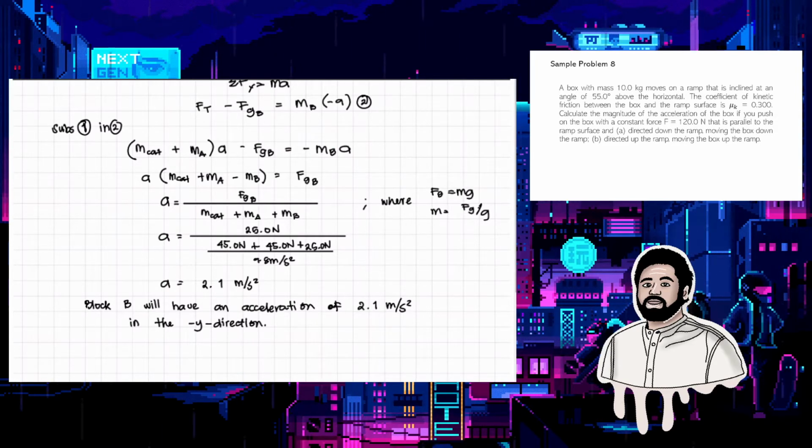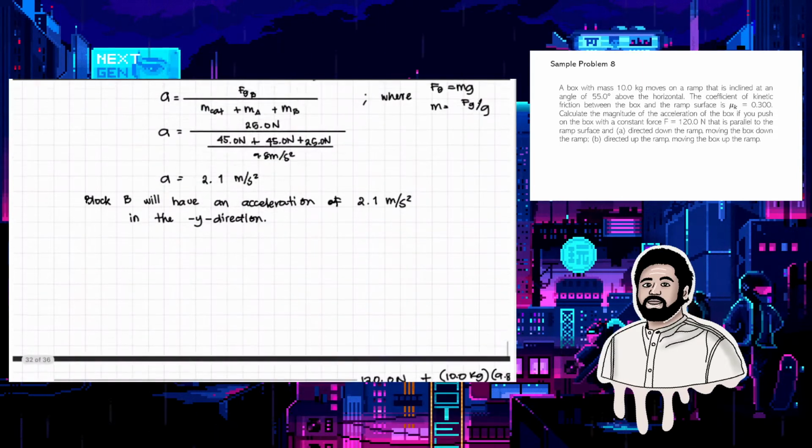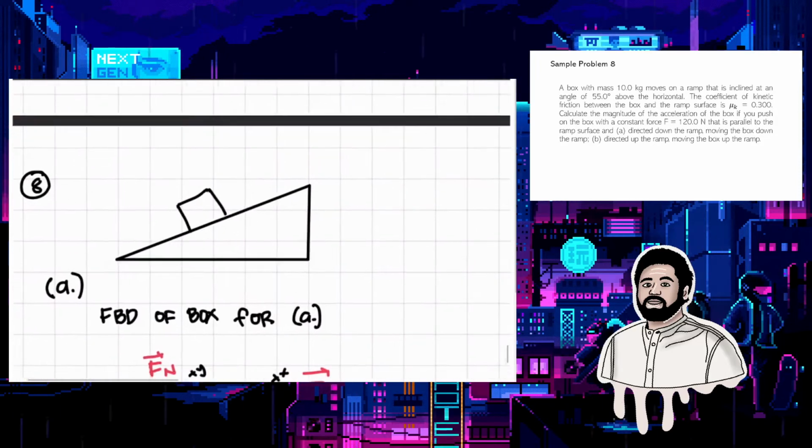And then you now have these conditions or scenarios. A, if you push it parallel to the ramp surface, directed down the ramp, moving the box down the ramp. B, if you push it parallel to the ramp surface, directed up the ramp, moving the box up the ramp. So we have to solve for the acceleration. So this is our scenario for number 8.